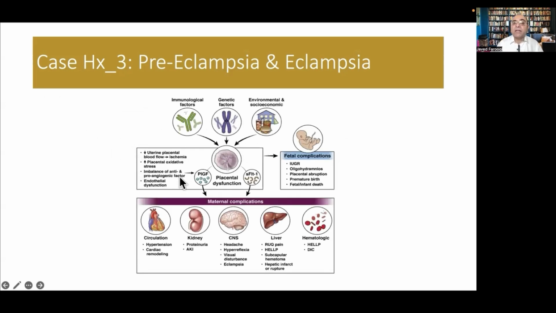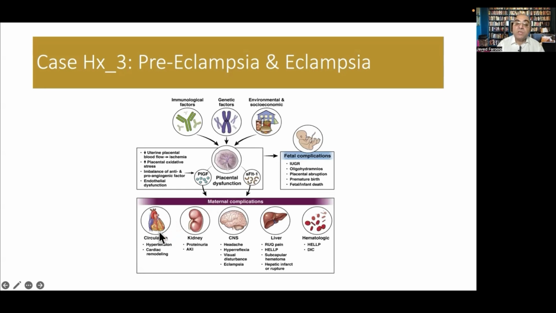This is one diagram showing the etiology and effect, like immunological factors, genetic factors, environmental and social factors. They lead to decreased uterine placental blood flow, ischemia, high placental oxidative stress, then imbalance of anti- and pro-angiogenic factors, endothelial dysfunction leading to PlGF stimulation, placental dysfunction, and FLT1, and it leads to the maternal complications as well as the fetal complications.